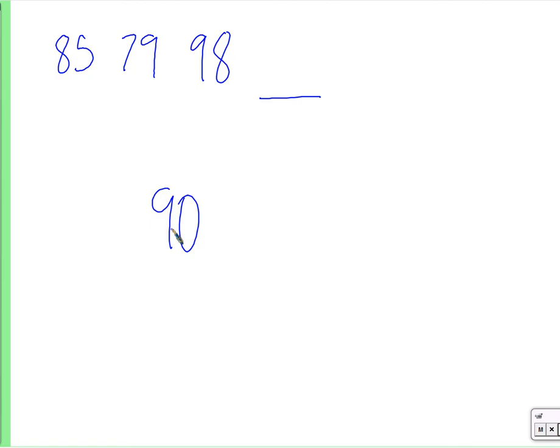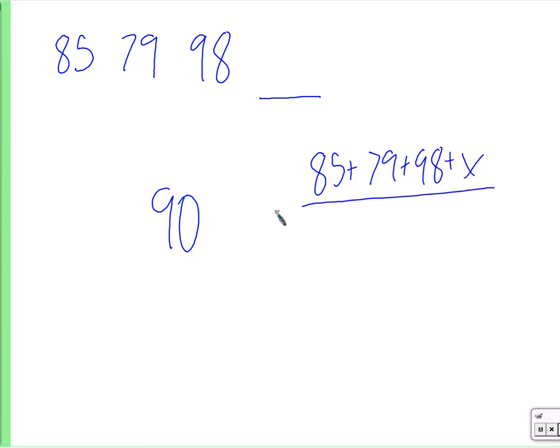Josie? Don't you add them all together and divide by the number of numbers? So that 85, plus 79, plus 98, plus X, divided by? 4. 4 tests in the end, right? Equals 90 and solve for X. Right there on the board?